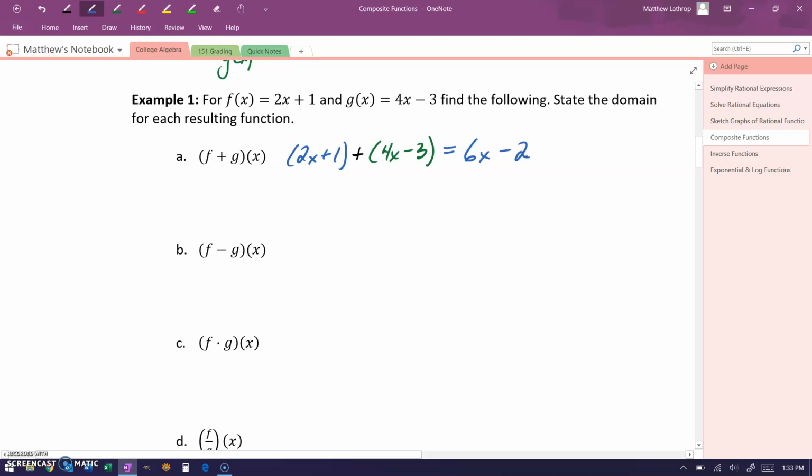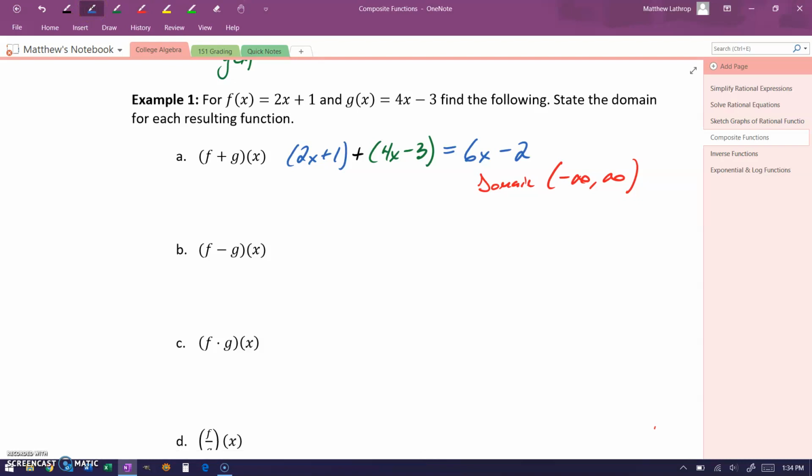Our original functions f and g have no domain restrictions, and neither does our resulting function, so the domain for this function will be all real numbers, or x is in the range of negative infinity to infinity.